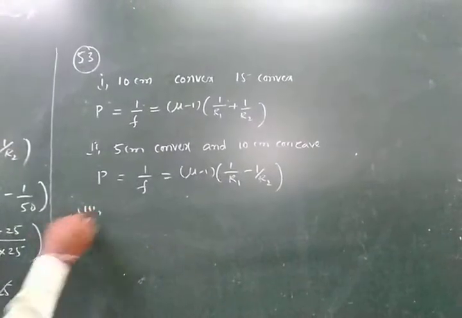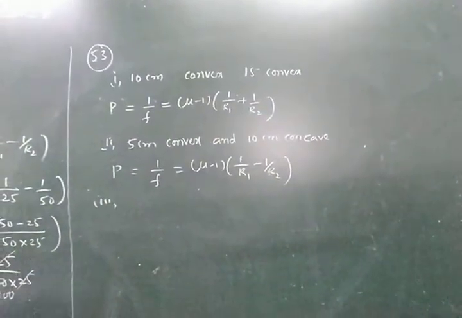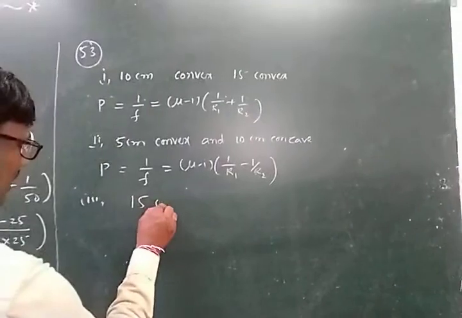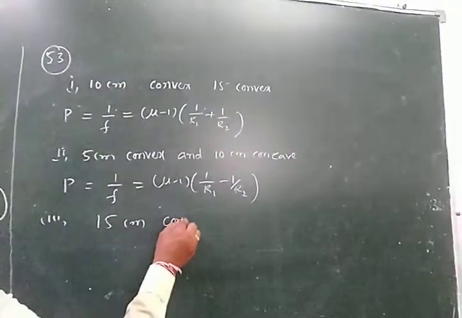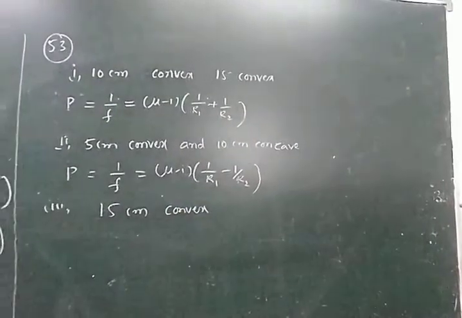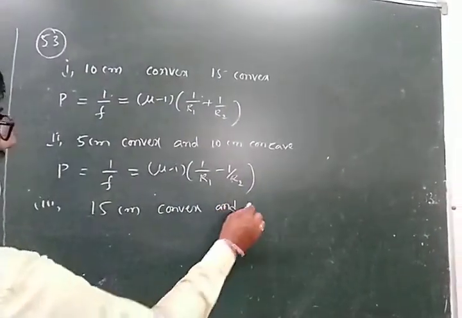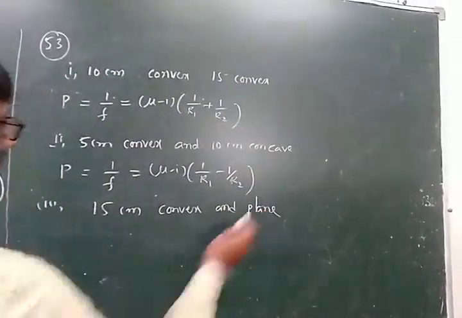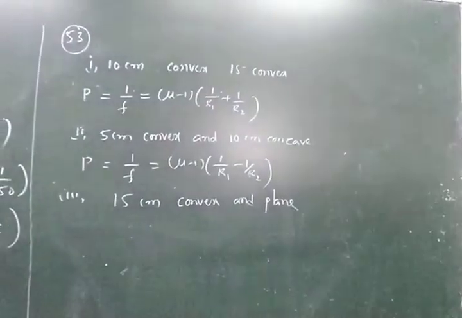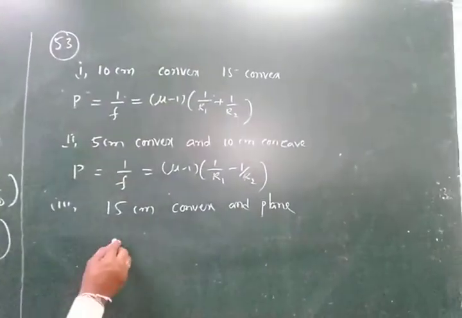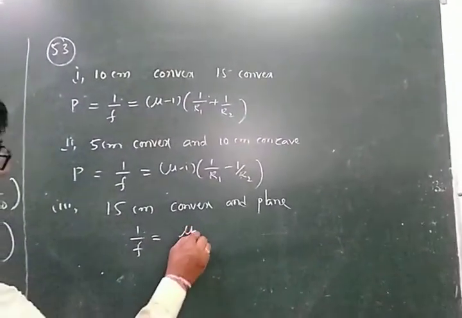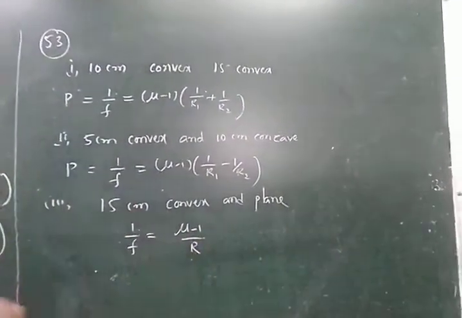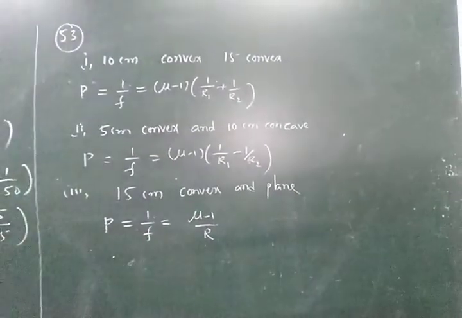And the third option is given as 15 centimeters convex and plane. Convex and plane, and the radius is given as 15 centimeters. In this case 1 by f is equal to (nu minus 1) by r. So this is the power formula we can use.